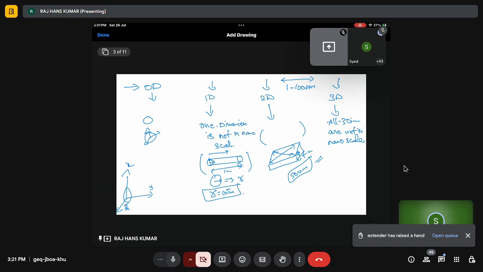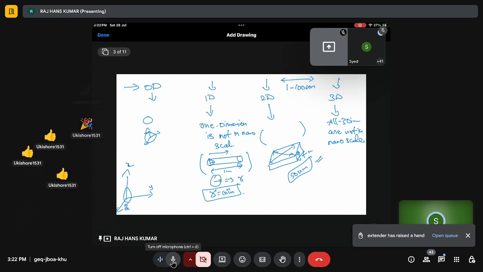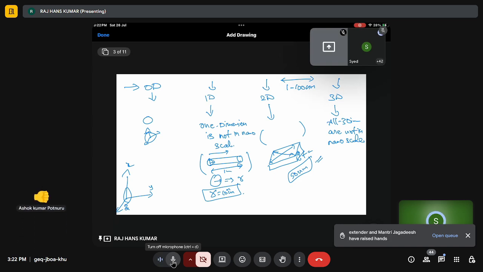In one-dimensional, that means only one dimension is not in nanoscale. And if I'm talking about two dimensions, then two dimensions are not in nanoscale. And finally the three-dimensional, where all three dimensions are in nanoscale. Again, why do we call three-dimensional a three-dimensional nanomaterial? Because even though every dimension is not in nanoscale, the microstructure constituent of it is.